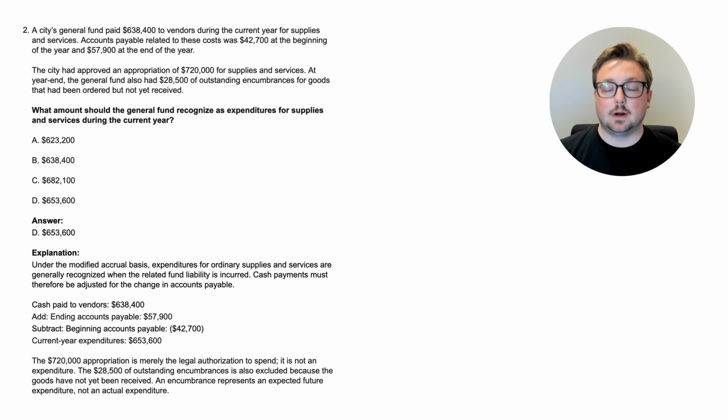Kind of similar to how you would calculate cost of goods sold or things like that. A very similar formula to how you might see a lot of different things calculated. You take the current expense, or in this case, expenditure, you add the ending amount, like the payable in this case, and then you subtract the beginning amount, in this case, the payable again, and that can give you the full current year expenditures. The $720,000 appropriation is merely the legal authorization to spend.